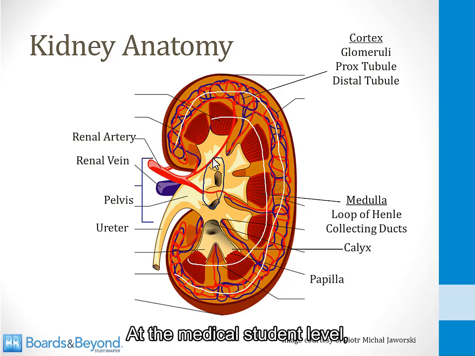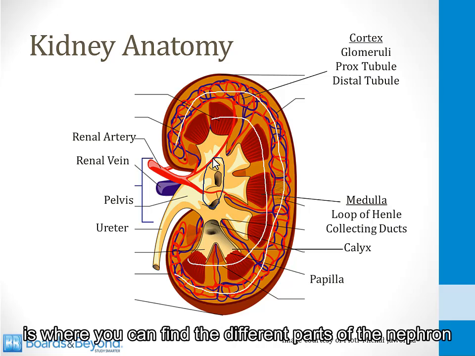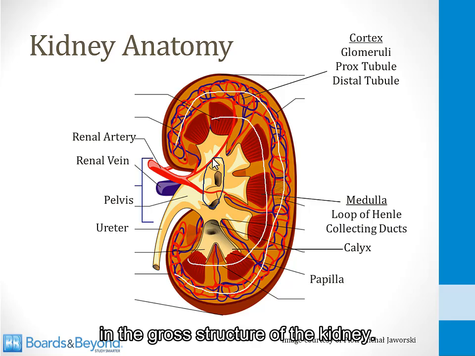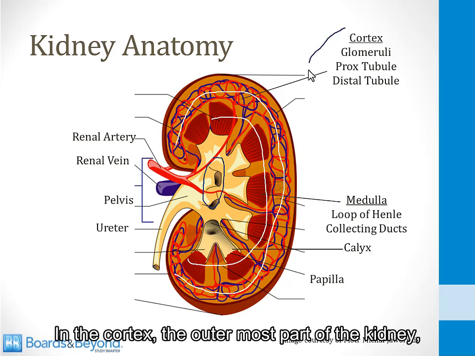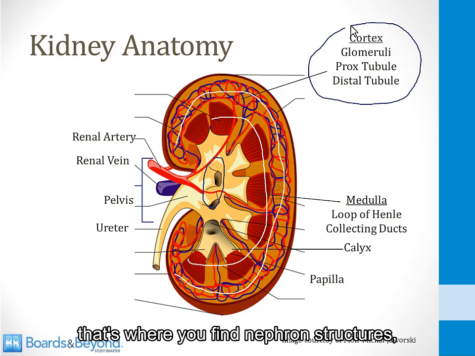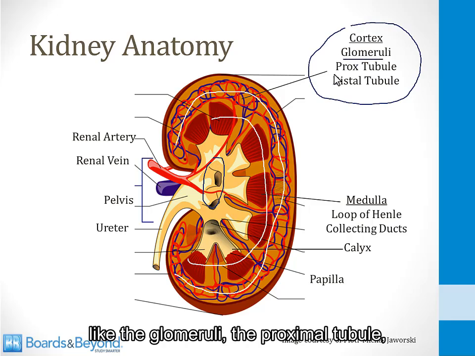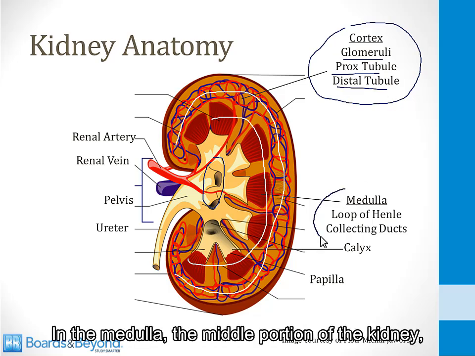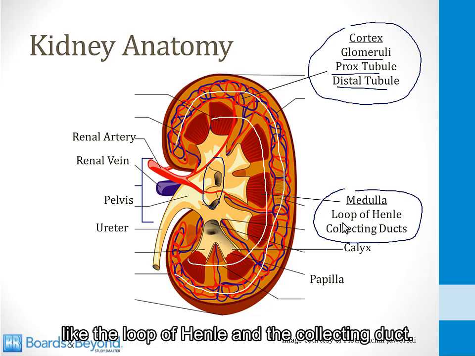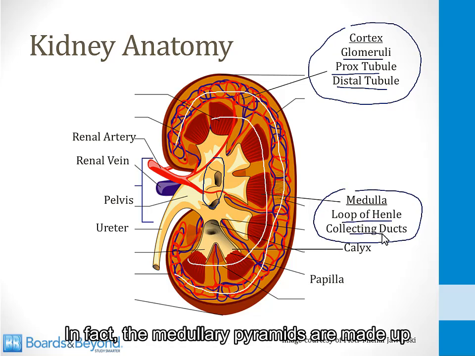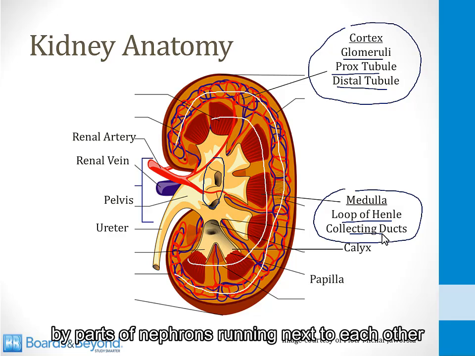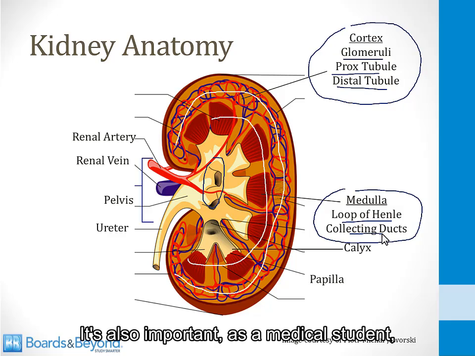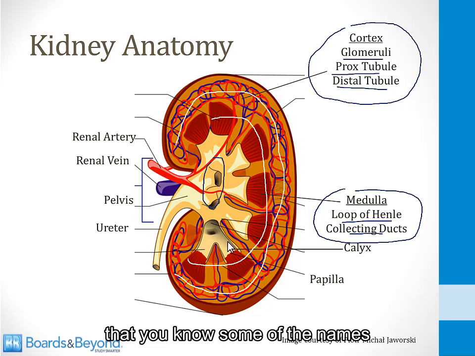At the medical student level, what's very important for you to know in terms of gross anatomy is where you can find the different parts of the nephron in the gross structure of the kidney. So let's talk about that now. In the cortex, the outermost part of the kidney, that's where you find nephron structures like the glomeruli, the proximal tubule, and the distal tubule. In the medulla, the middle portion of the kidney, that's where you find nephron structures like the loop of Henle and the collecting duct. In fact, the medullary pyramids are made up by parts of nephrons running next to each other in the medulla.